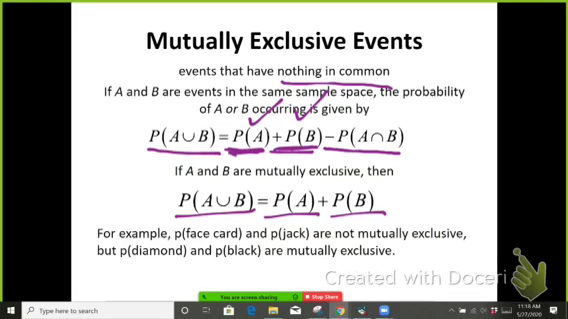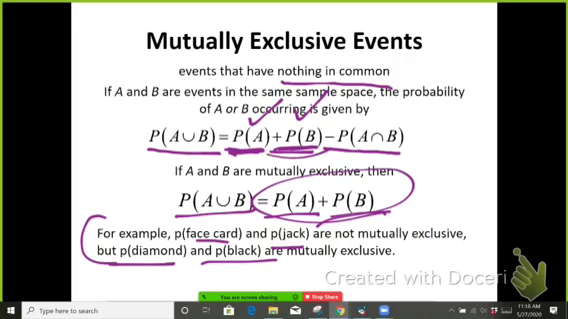All right, so I kind of said this example before, but let's say we take a face card and a jack. Jacks are a subset of face cards. They're not mutually exclusive because there are face cards that are jacks. But a diamond and a black card: all the diamonds are red and all the black cards are black, so those would be mutually exclusive. It's important to keep that in mind. If things are mutually exclusive, you add their probabilities together. If they aren't, you add them together and then subtract the overlap, the probability of both those things occurring, not one or the other.